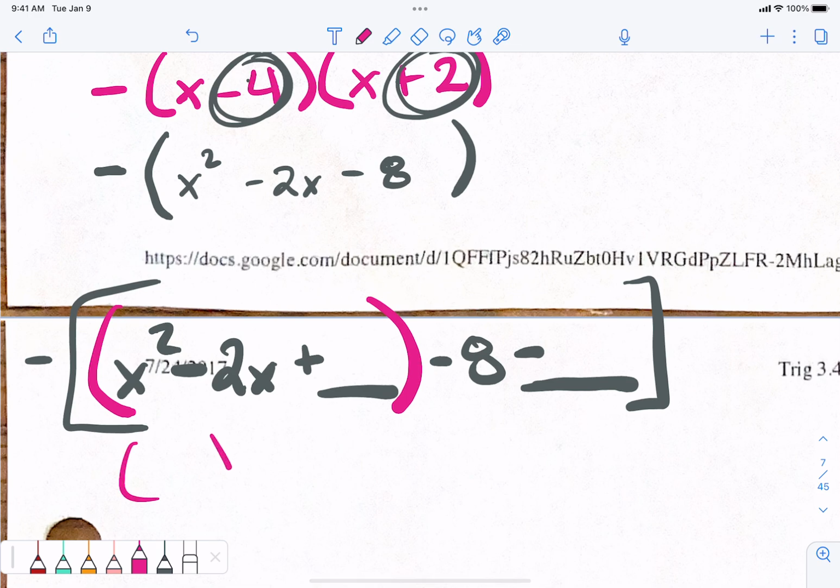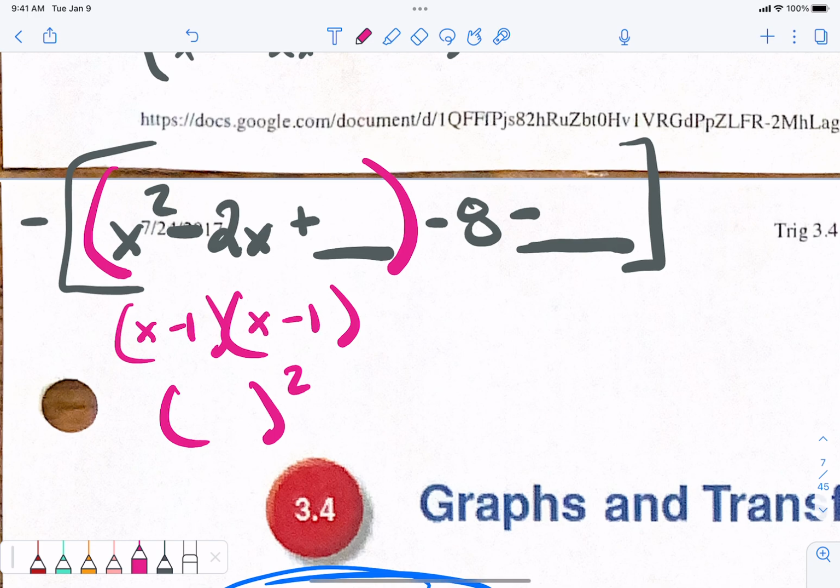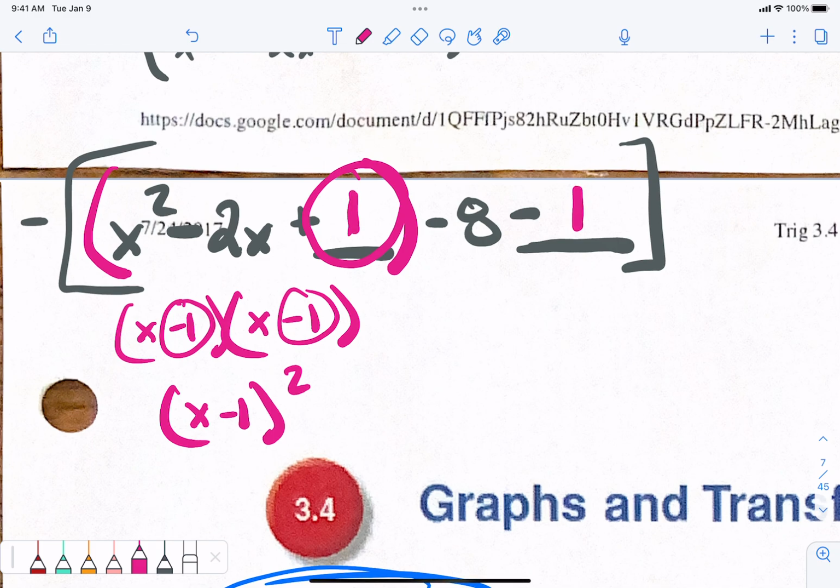So this piece I want to break down into 2 pieces so that it can be written as this guy squared: x minus 1 and x minus 1. That will give me negative 2. So it's x minus 1 squared. What goes in this blank then? Negative 1 plus a negative 1 is negative 2. What's negative 1 times negative 1? Plus 1, right? So that means I have to minus 1 over here. So this becomes minus 9 again.